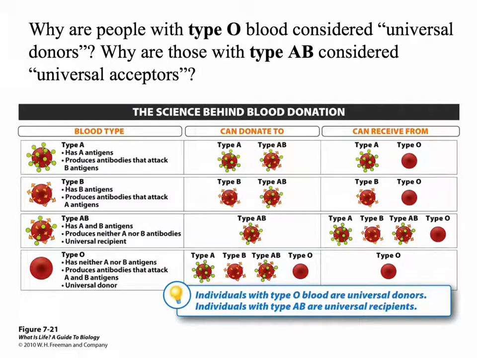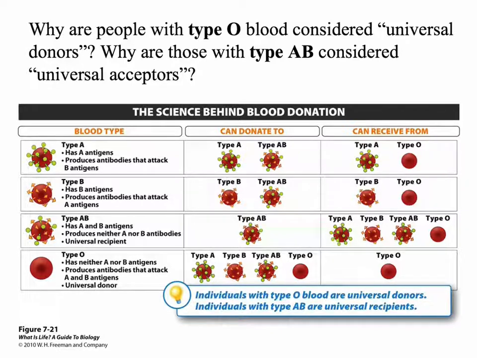Blood type is very important, particularly if you have to have a blood transfusion. We can see that type A blood can receive blood only from other type A's or from type O's. They can donate to people with type A or to people with type AB blood. Type B blood can only donate to type B or to type AB. They can only receive blood from type B people or type O people.